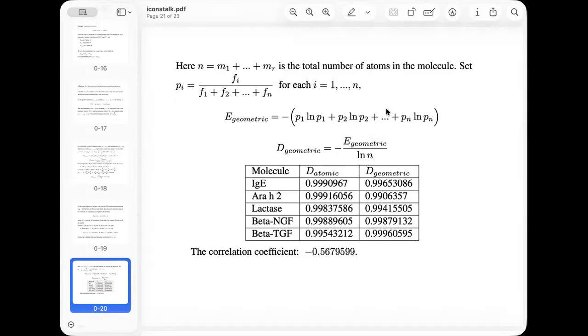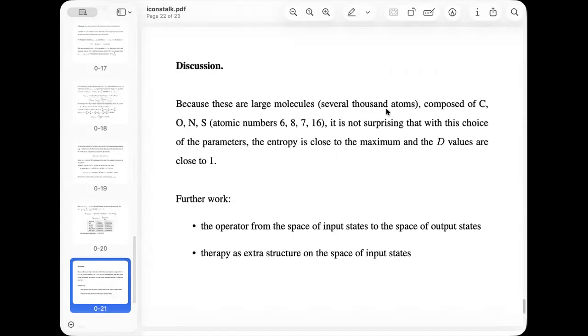Immunoglobulin and RH2 are the proteins important in the mechanisms of peanutology. Lactase is central to the mechanism of lactose intolerance. NGF-beta and beta-TGF are involved with neural functions. Because these are large molecules, several thousand atoms, composed of carbon, oxygen, nitrogen, and sulfur, that have atomic numbers 6, 8, 7, 16, it's not surprising that with this choice of parameters, the entropy is close to the maximum value, and the D values are close to 1.